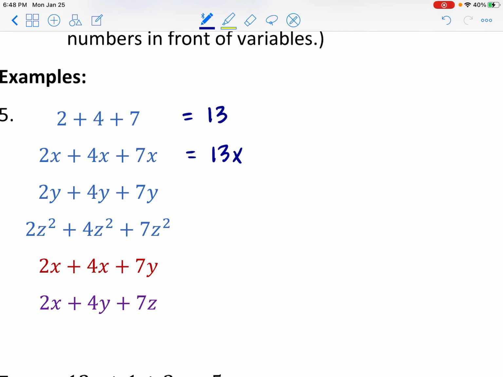And then the next one will work exactly the same way. These are all like terms. We combine their coefficients. 2, 4, and 7 again makes 13, but this time it's 13 y's that we have all together. And then in the next one it's 13 z squareds that we have all together.